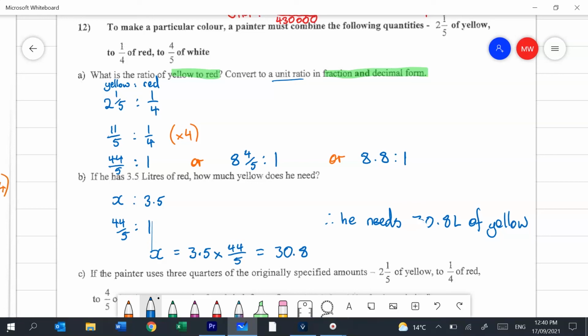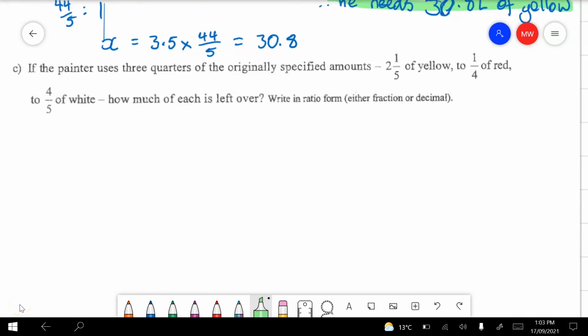It's a very terrible 3. 30.8. It's actually getting worse. I'll stop writing. That's my final answer, which I've now crossed out. Okay. Final question of the paper. It says if the painter uses 3/4 of the originally specified amounts, let's assume that they're in litres, so 2 1/5, 1/4 and 4/5, how much of each is left over? Write it in a ratio form, either as a fraction or a decimal.